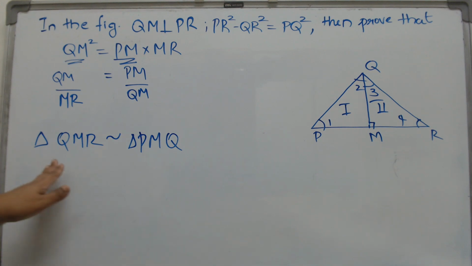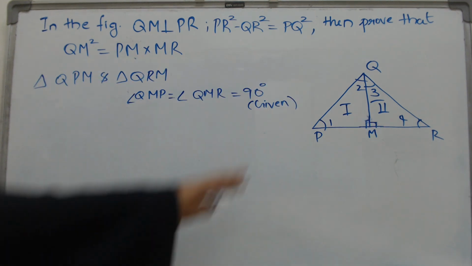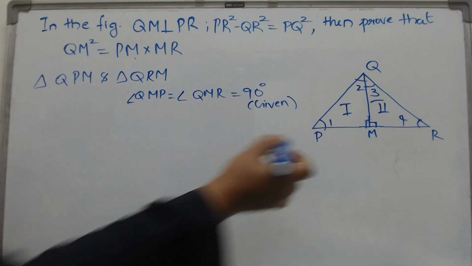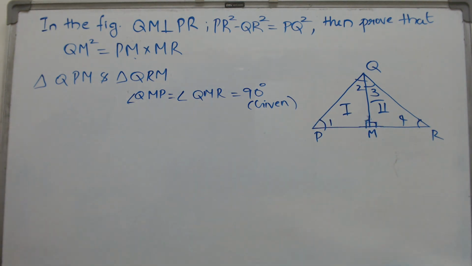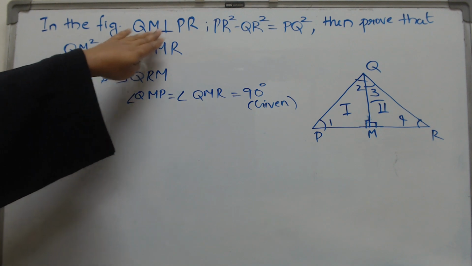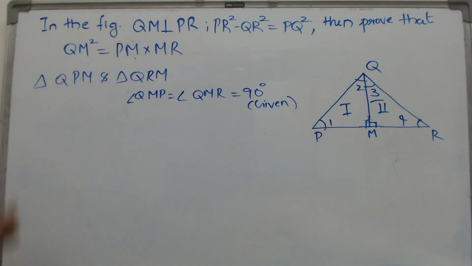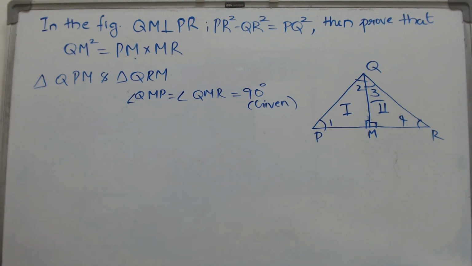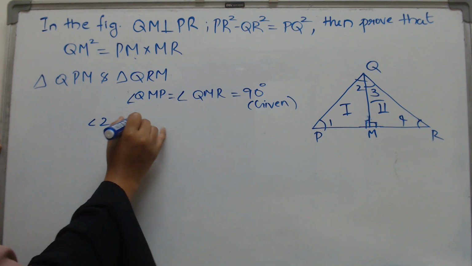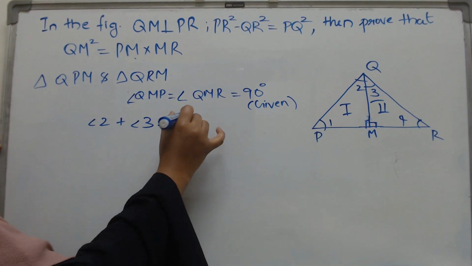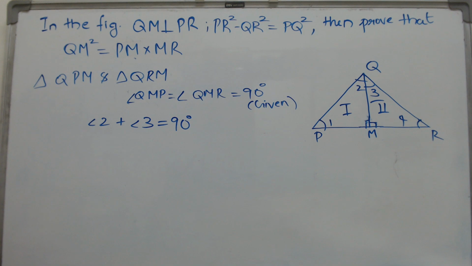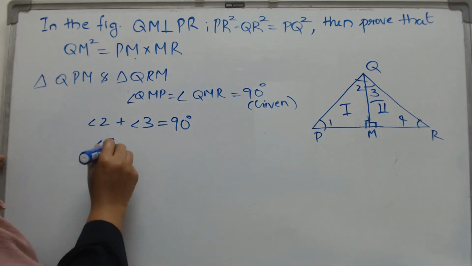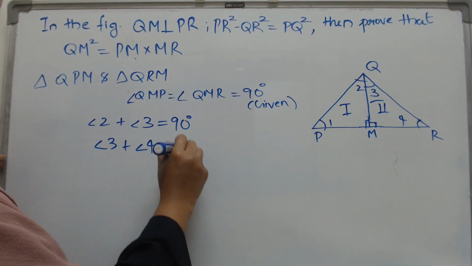Now let us prove that these two triangles are similar. Now in these two triangles, one angle is the same. At this place, you see both of them are 90 degrees because it is given QM is perpendicular to PR. We just need to find one more angle to apply the AA similarity rule. How do we do that? Now we just saw that angle 2 plus angle 3 is 90 degrees because we applied the converse of the Pythagoras theorem. But then angle 3 plus angle 4 is equal to what? That is also 90 degrees.